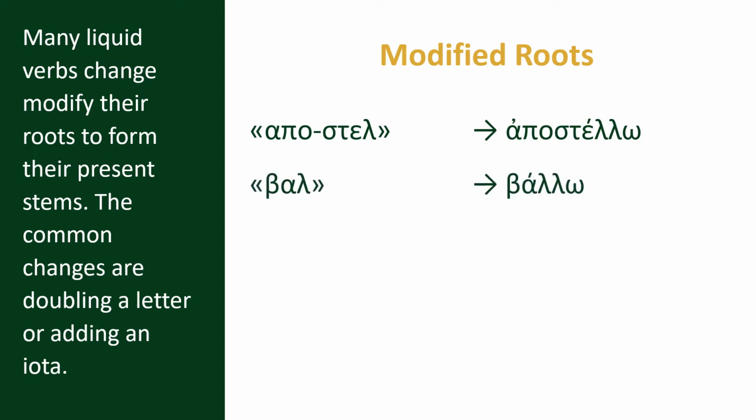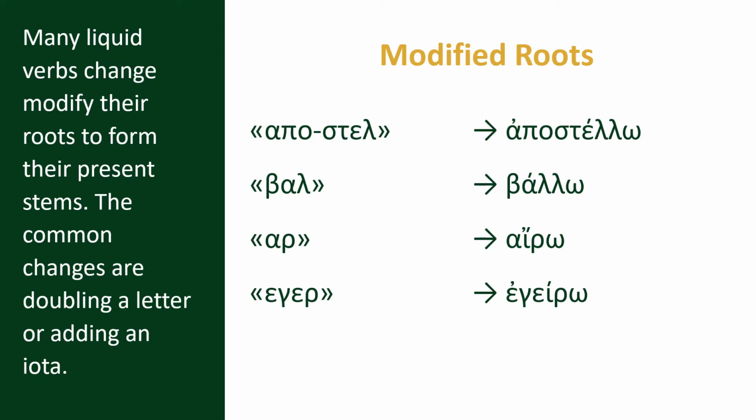We've already looked at ballō, I throw or I cast. Once again, we see a doubled lambda in the present tense stem, but the root has only one lambda. Next, airō, I raise. In the present tense, it's alpha iota rho that is the stem, but an iota has been added. The root is in fact simply r. Next, egeirō, I raise up. The present tense stem is egeir.